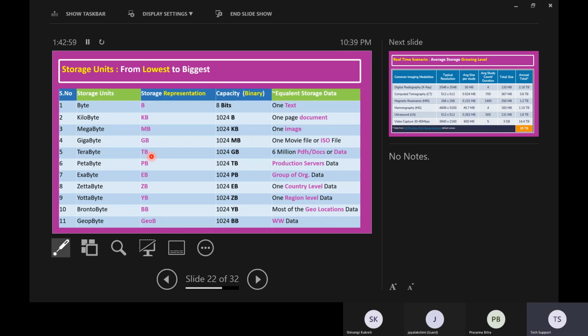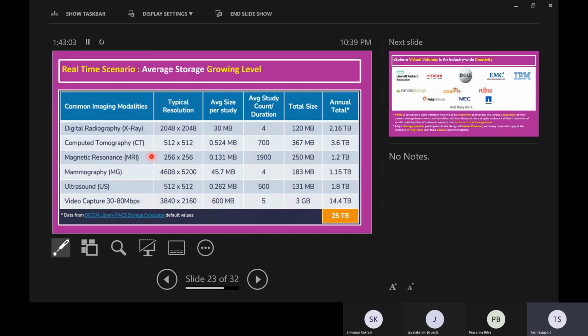Now we'll talk about a real-time scenario. I just took the example of medical. Nowadays, after corona, medical is more popular everywhere. So I took the data from the Google survey results. If you see below, the data from the DICOM library PACS storage calculator default values. It's already a surveyed result only. That survey result I just collected for our easy understanding.